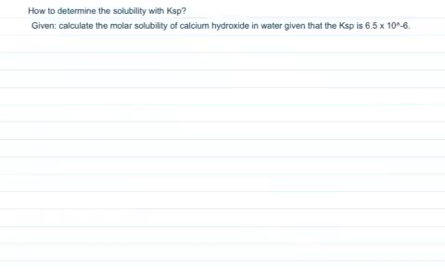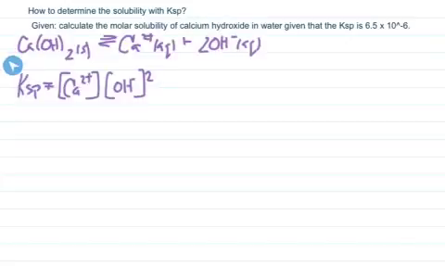Alright, so we're going to calculate the molar solubility of calcium hydroxide in water given that the Ksp is 6.5 times 10 to the minus 6. Sometimes you can find the Ksp in Appendix C, or I'll be giving it to you. Now, what's the first thing you should always do? Write the equation and find the ion product expression. So here we go. So we get calcium hydroxide forms calcium ion plus 2 hydroxides, and our Ksp is going to be our calcium ion with hydroxide, and don't forget that 2 for the subscript.